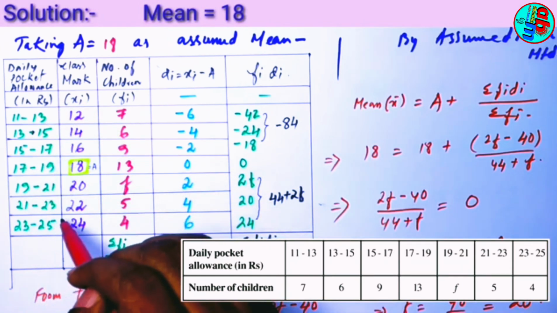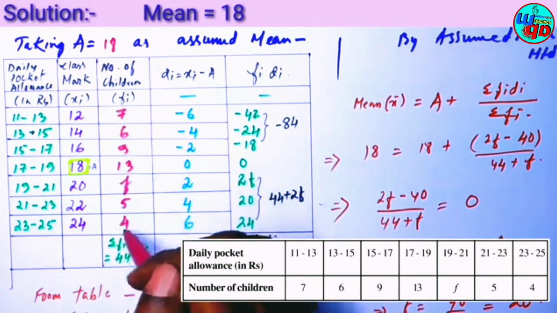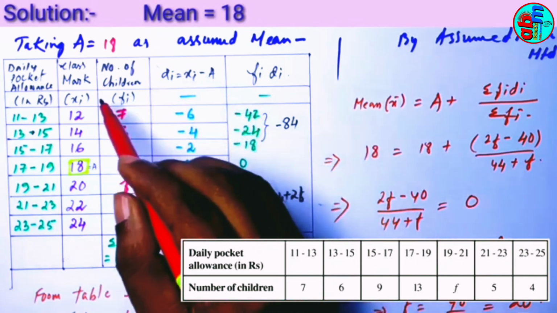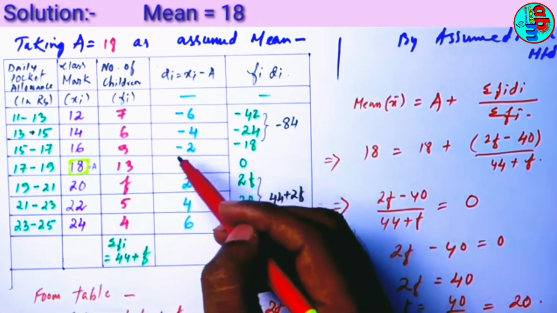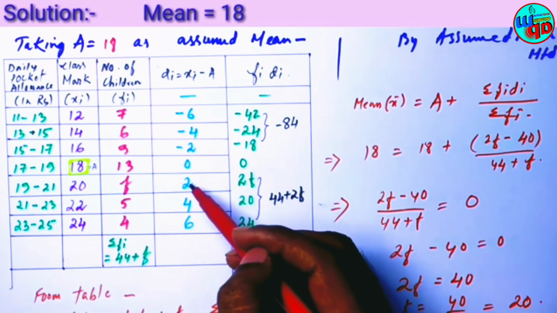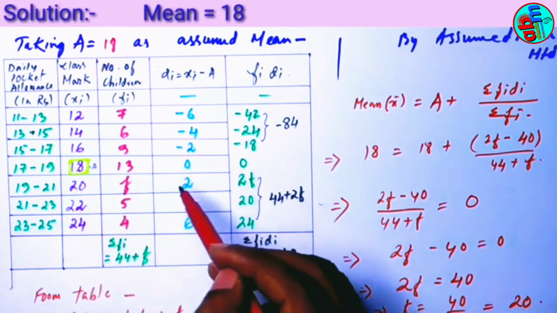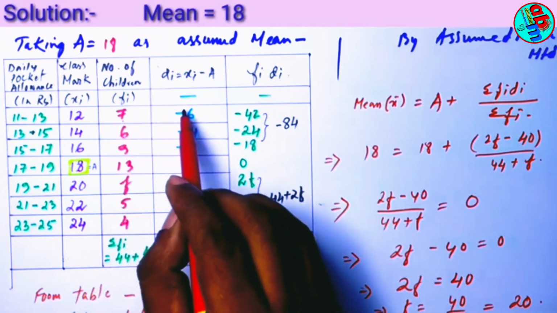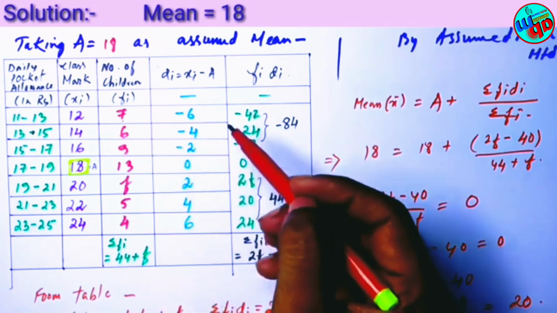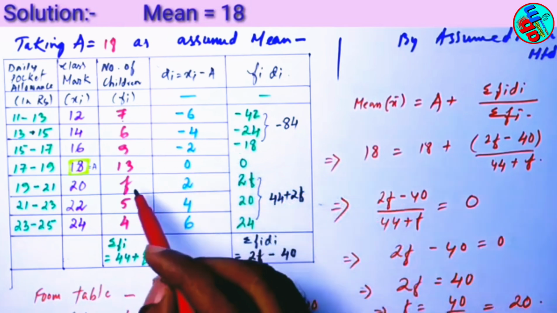Likewise we calculate the others as well, and we have the frequency fi value, and we calculate di as xi minus a. So 12 minus 18 is minus 6, 14 minus 18 is minus 4, 16 minus 18 is minus 2, 20 minus 18 is 2, 18 minus 18 is 0, 22 minus 18 is 4, 24 minus 18 is 6. So we calculate fidi: 7 into 6 is 42 minus 42, 6 into 4 is 24 minus 24, 9 into 2 is 18 minus 18, 13 into 0 is 0.